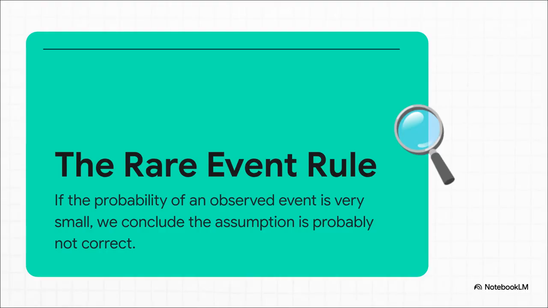Okay, this next idea is huge. The rare event rule is a cornerstone of statistics. It basically says this: if you make an assumption and then you see something happen that is super unlikely based on that assumption, then your original assumption was probably wrong. This is the core logic behind how we test scientific ideas.